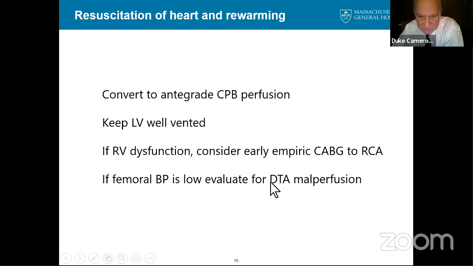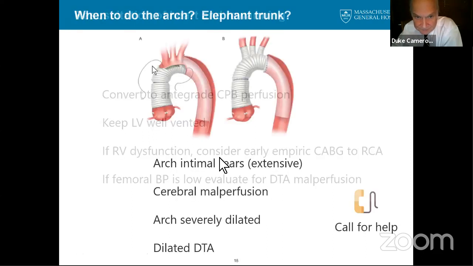If you're going back on bypass too, watch these femoral artery pressures. If they're very low and the radial pressures are high, you may have a descending thoracic malperfusion issue that you've created. And this can be difficult to sort out, but it's one of the reasons sometimes to reclamp and recool down and place a stent graft into the descending aorta.